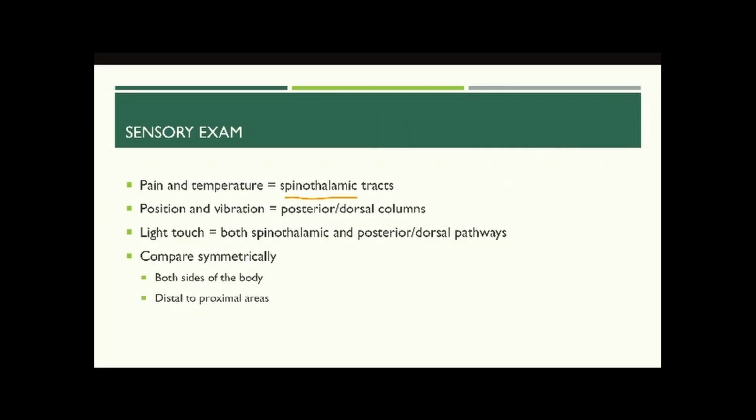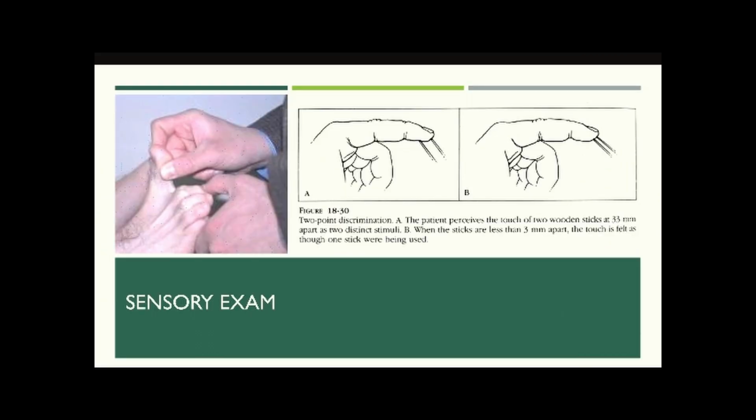Pain and temperature, remember, are spinothalamic. Position sense and vibration are your posterior dorsal white columns, so let's remember where those go. Light touch does a little bit of both, but for our class we're mainly going to focus on light touch and pressure also being spinothalamic as well. Compare symmetrically, always important. If they're coming with right-sided weakness, which side do you examine first? Left. Always the normal side first, and then you look at the weak side for comparison.